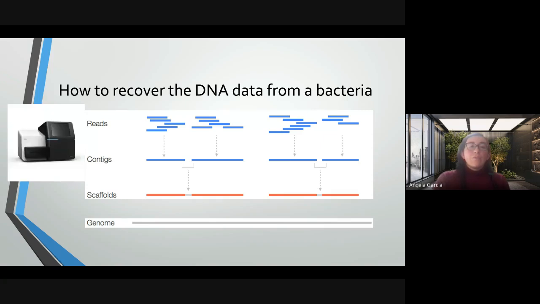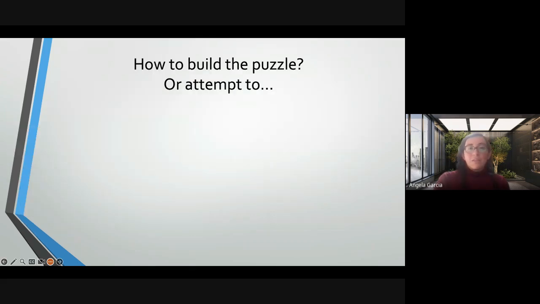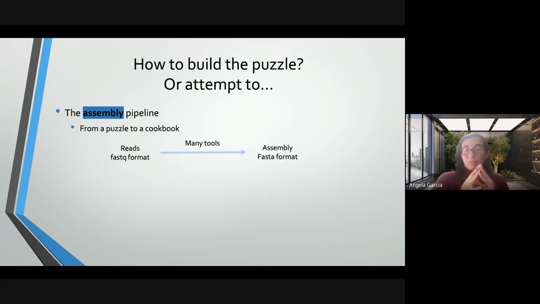So from the Illumina MiSeq platform, for example, how do we actually get that puzzle? That's when we start to build the puzzle with the assembly pipeline, trying to get that assembly. So first sequencing, now assembly. Assembly, in an easy way of understanding, starts from that FASTQ format, uses many tools which guarantee the quality of what we're looking for, and ends up with an assembly in a FASTA format.